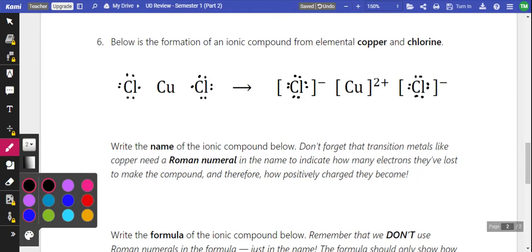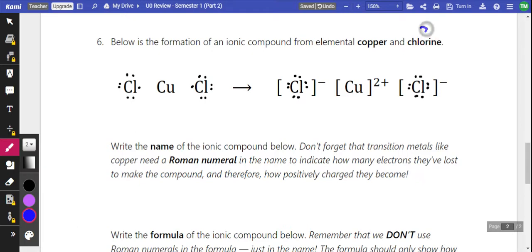Chlorine on the periodic table has a little shortcut. It's in the 17th column. It should start with 7 valence electrons. I'm going to do VE for valence electrons. Which is what I've got here. I've got these 7 dots here. I've got these 7 dots here. Each chlorine has 7 valence electrons, so 7 dots.